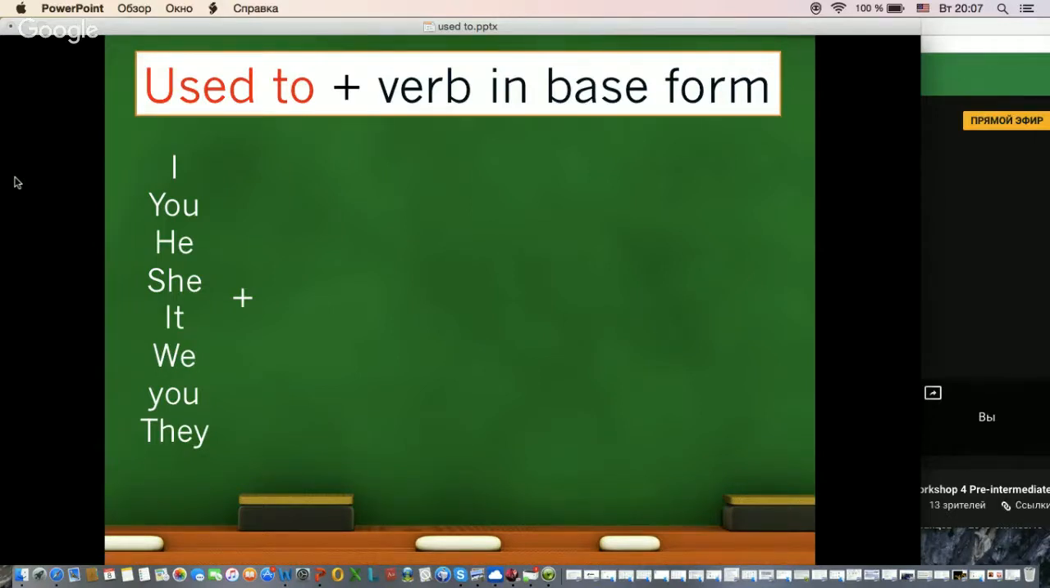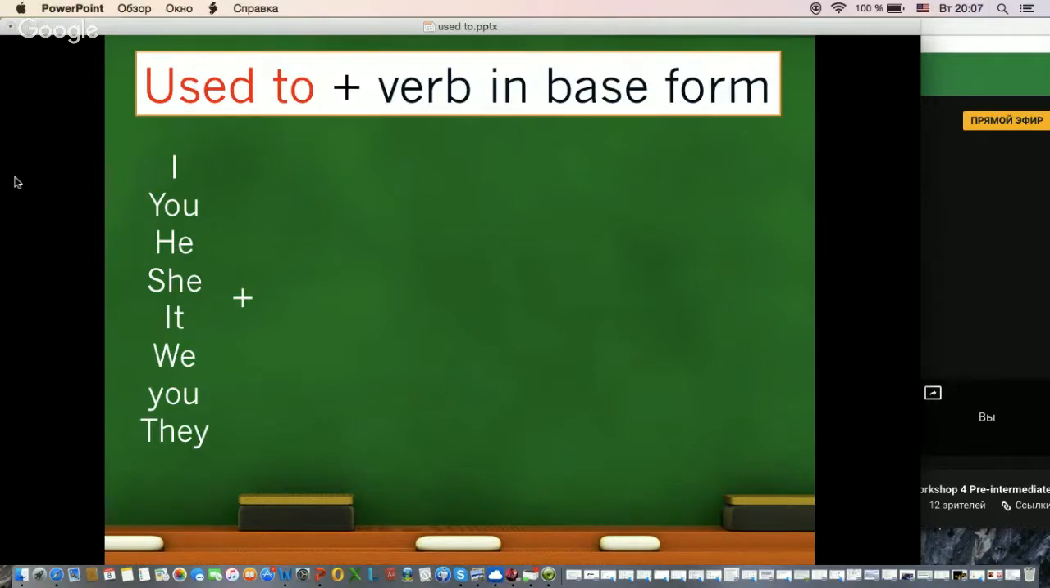So what do we need? We need this used to, which is followed by the verb in base form. What is it, the verb in base form? The verb in base form is the infinitive without to. So that is simply play, run, sing, do. So no to and no endings, just the base form. То есть только базовый глагол, начальная форма глагола без частички to.